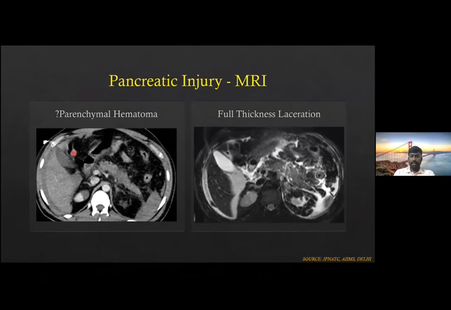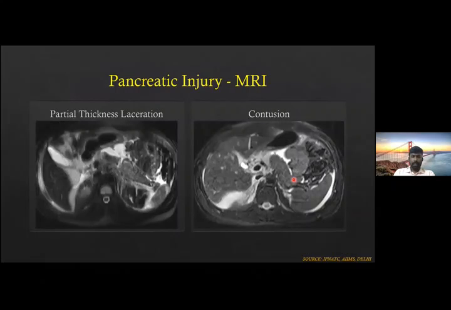And here we can see a case of pancreatic contusion, which is hardly picked up in the portal venous phase of this patient. However, when we do an MRI, we can see a full thickness laceration of the pancreas with oozing of a pancreatic duct with ductal injury. So this is a partial thickness laceration of the pancreas, which can be seen here, and this is a case of contusion of the pancreatic parenchyma.